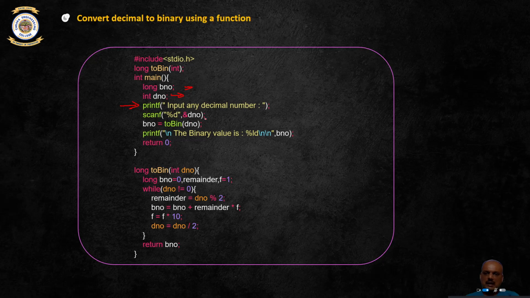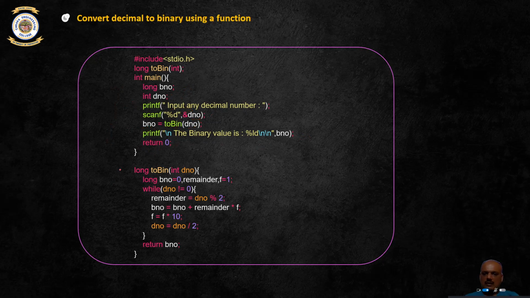Then I read the number in its decimal form and store it in dnum. Having stored the number in dnum, I pass this dnum to my toBin function, which I expect to return the binary number. I get the binary number from this function, store it into bnum and then print the value of bnum. So that is what happens in the main function. Having done that, I terminate the main function.